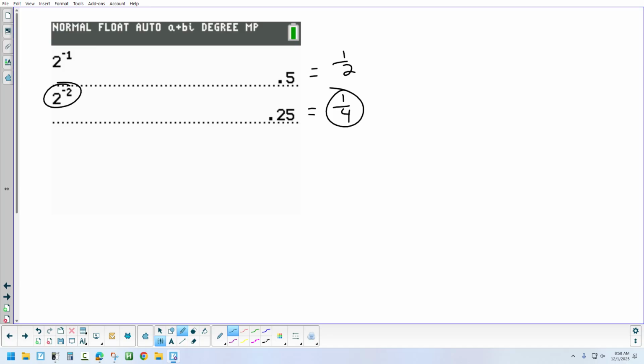Yeah? It's 1 over 2 squared. So when you have a negative exponent, this negative causes it to go to the bottom of a fraction. Okay? And same thing with this one. 2 to the -1. It's 1 over 2 to the first.